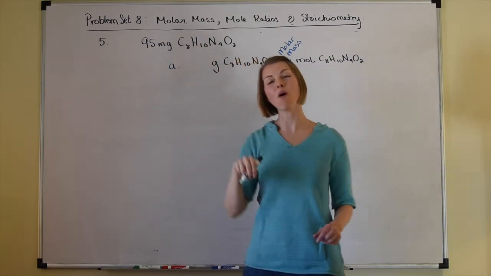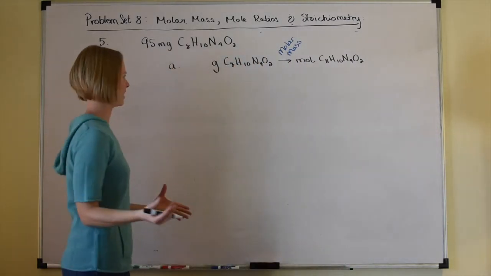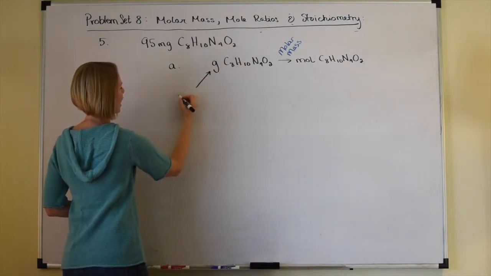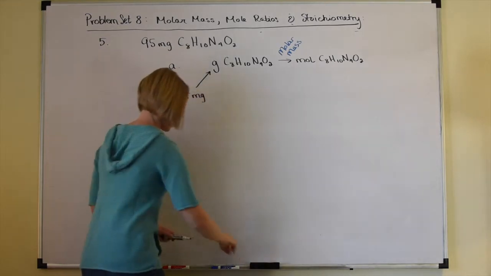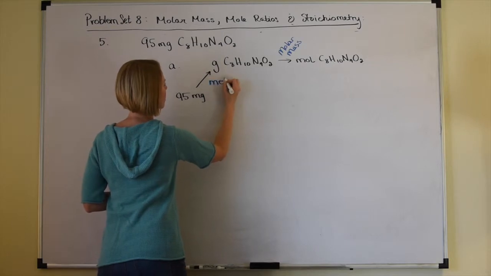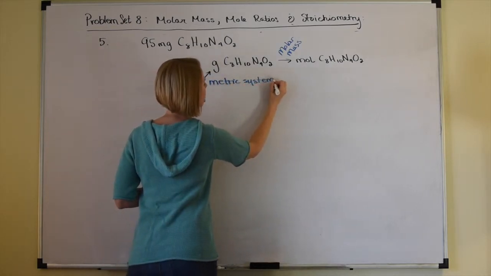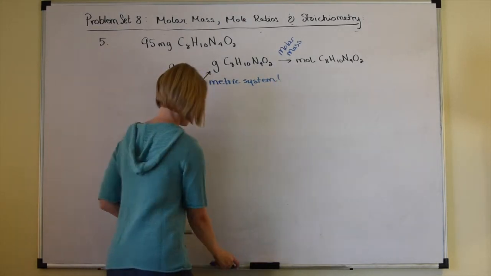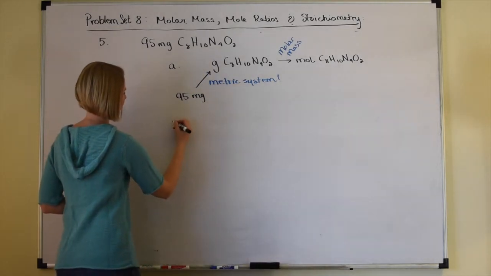So we have to go all the way back to tutorial 1, where we learned about the metric system, and first figure out how many grams is in 95 milligrams. So I'm going to write here, the metric system. Coming back to haunt you, okay? And it's going to do that throughout your entire chemistry career. You're going to have to remember the metric system. All right, so let's do this problem.